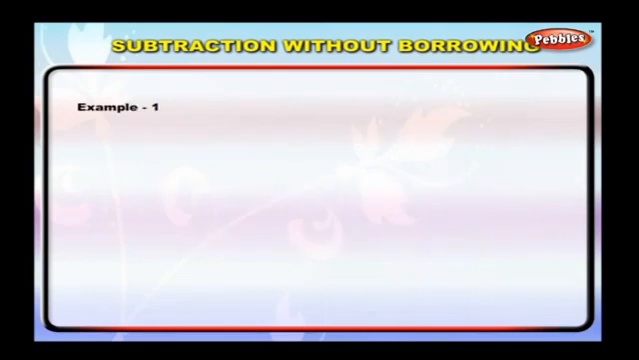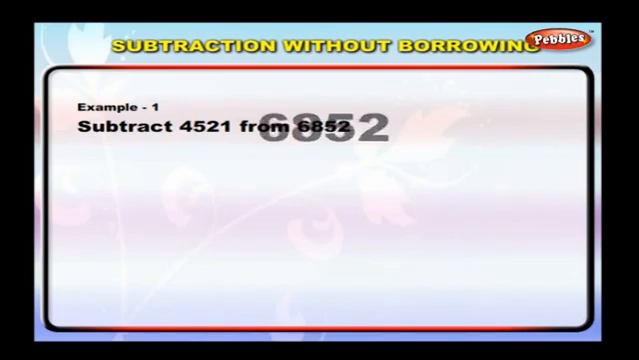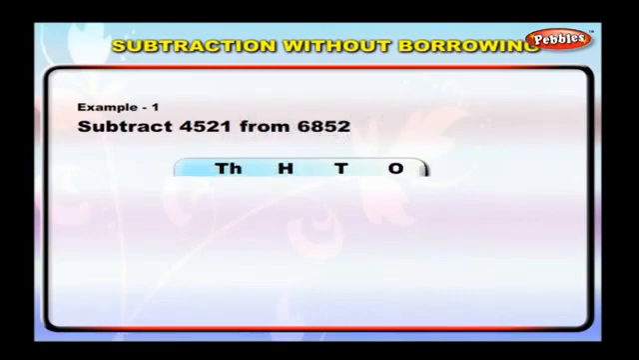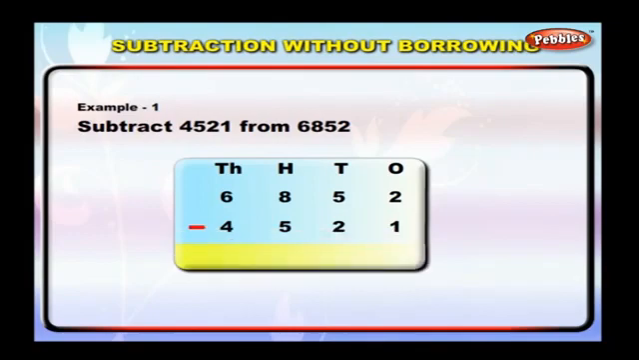Let us see an example. Subtract 4,521 from 6,852. 6,852 is the greater number. Arrange them in a column one below the other. Now start subtracting. Subtracting ones. 2 ones minus 1 ones is equal to 1.